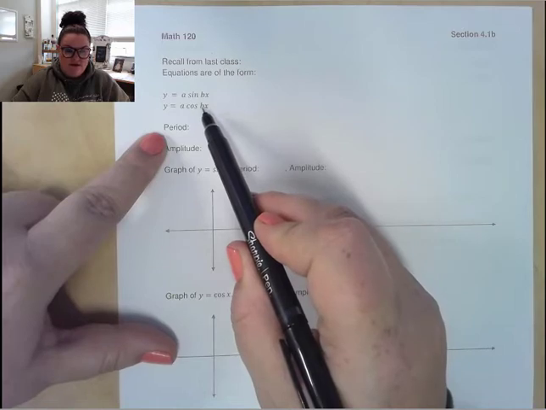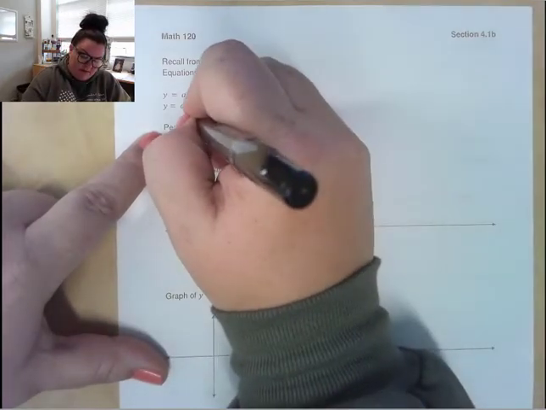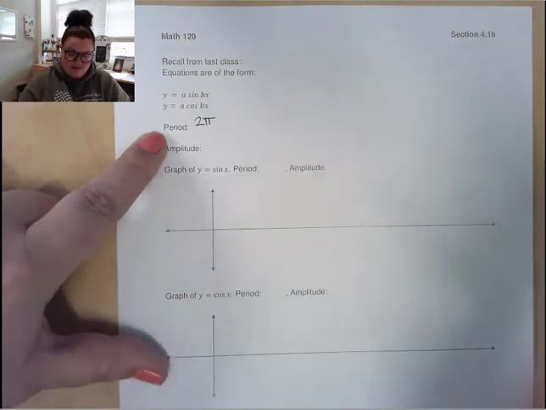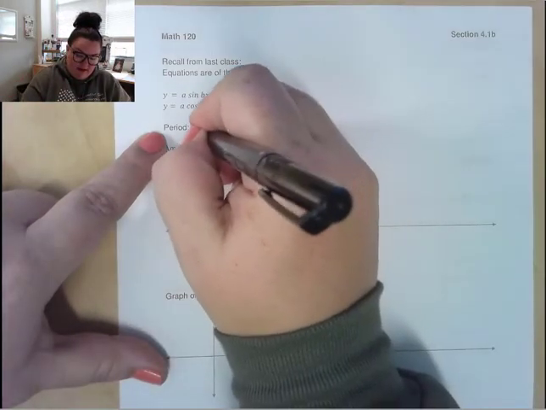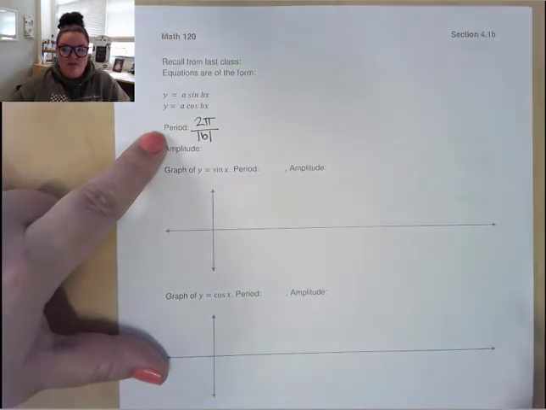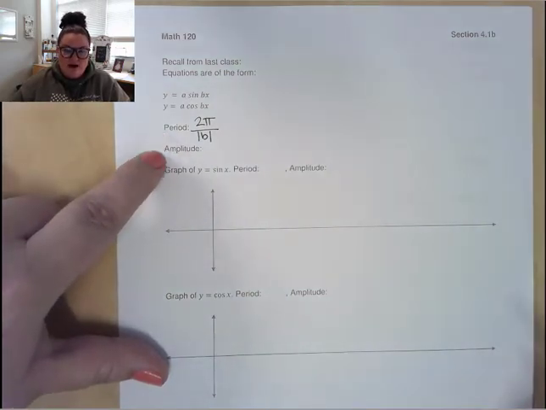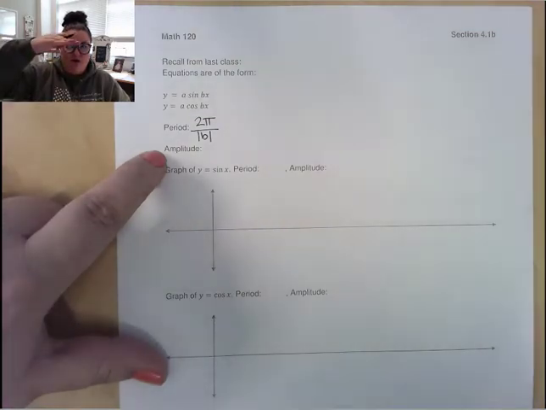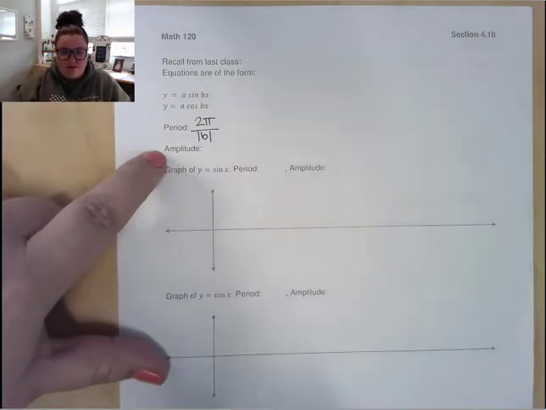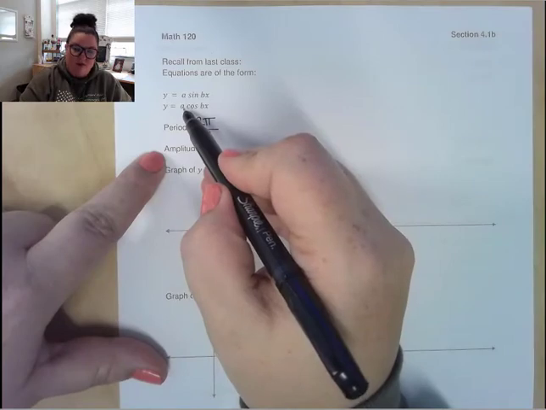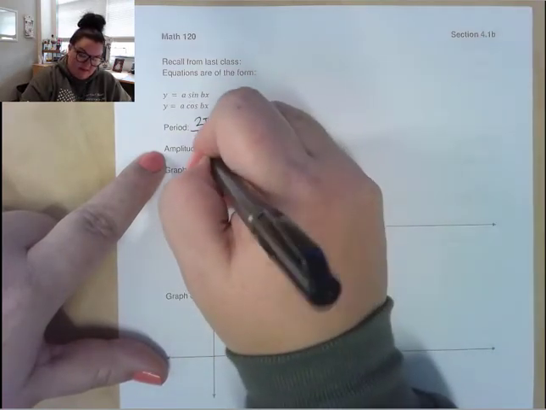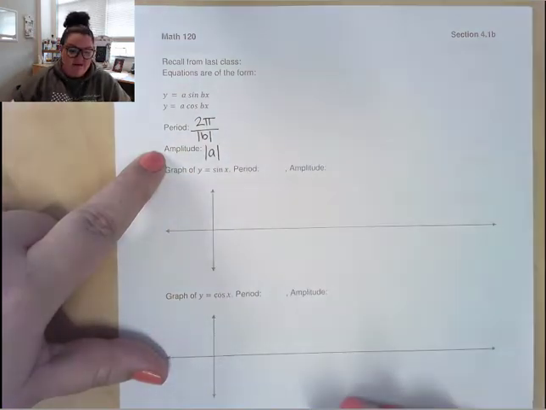that x value, right? So we can find it by taking our normal period, which is a 2 pi length, and dividing it by the absolute value of b, right? And then our amplitude, which is the distance from our vertical center up to our max, or down to our minimum, we get by looking at what's being multiplied in front of the function. So that's the absolute value of a, right?